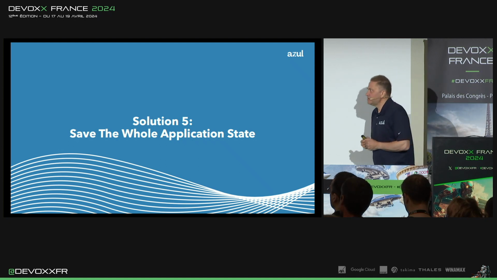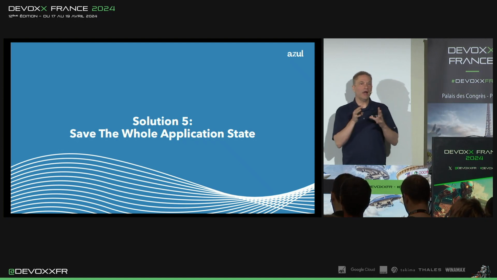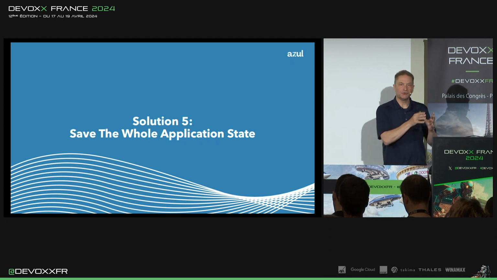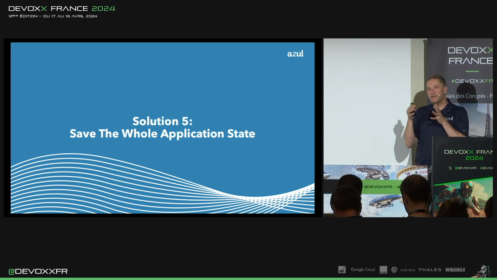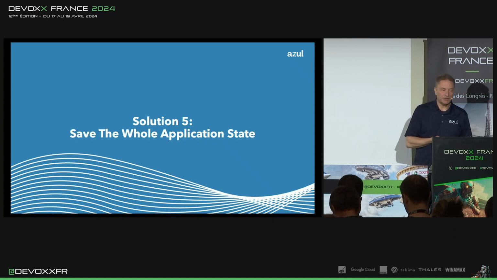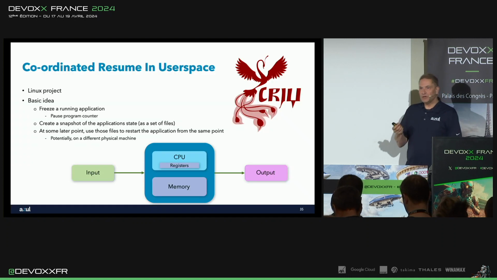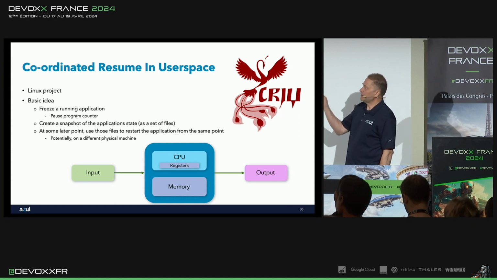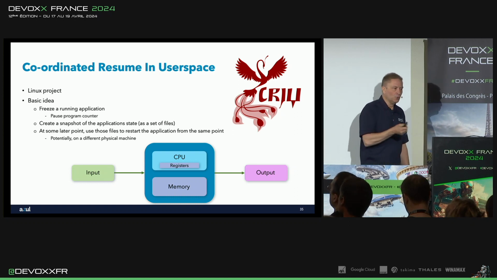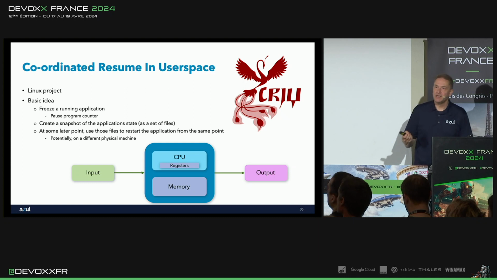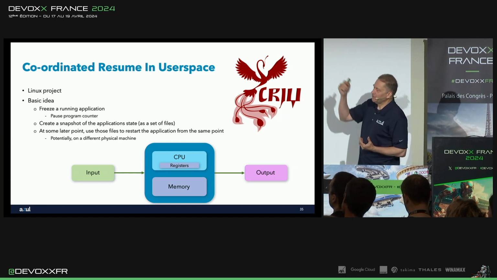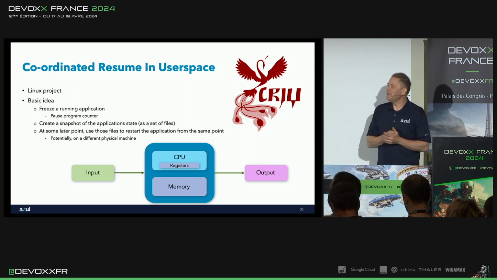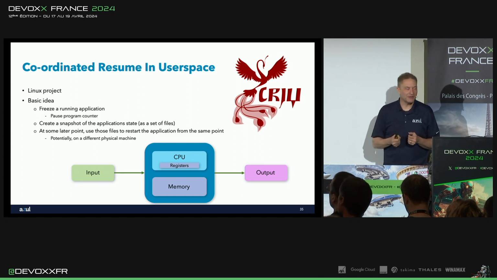Solution 5, what about if we save the whole application state? So not just talking about compilation data here. What about if we save everything to do with an application? Now, if you look at Linux, Linux has a piece of technology called CRIU, Coordinated Restore in User Space, or as some people try to pronounce it, CRIU. I'm not quite sure how the subtitles are going to take with that, but anyway.